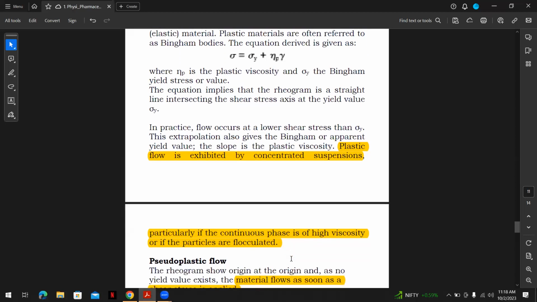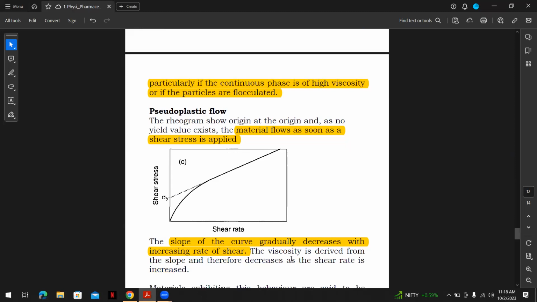Then next we go to the pseudoplastic flow. Okay, let me see the chart. Oh, sigma. Okay.